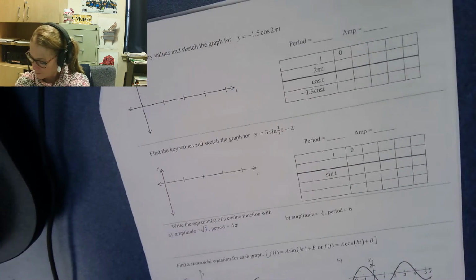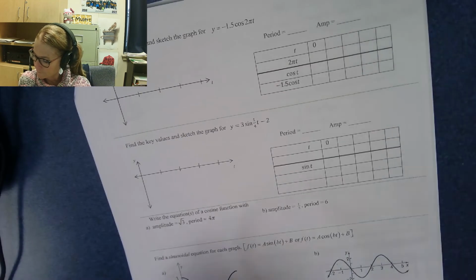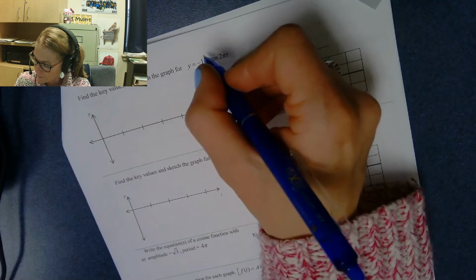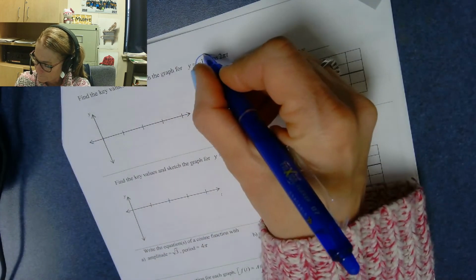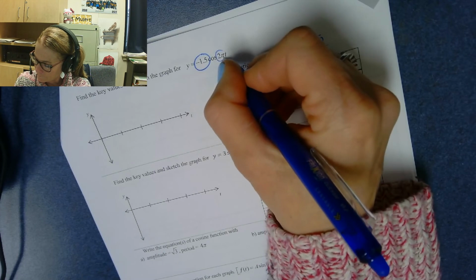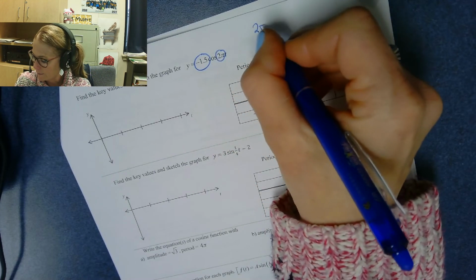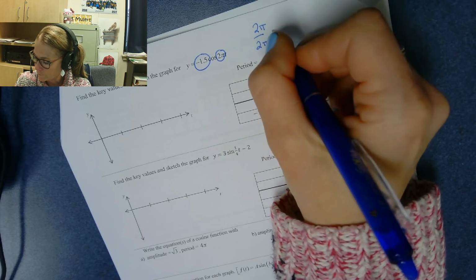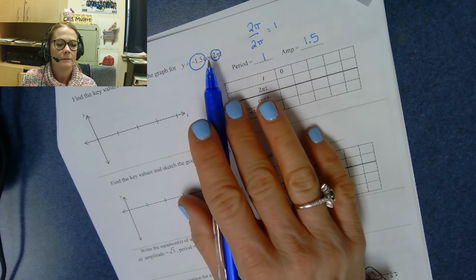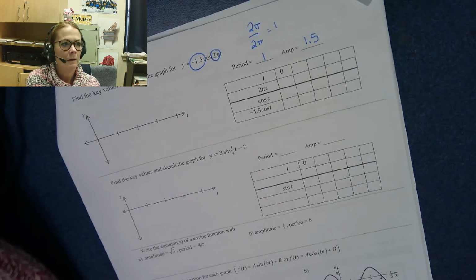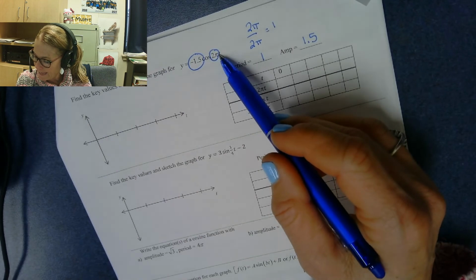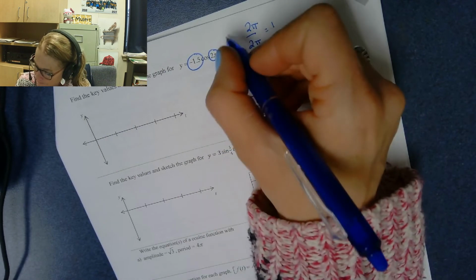Okay, so just some more graphs here. All right, so we got a lot of stuff going on. The amplitude right here, that's 1.5. Period is 2 pi over B, so 2 pi over 2 pi, which is 1. Okay, so amplitude is just the absolute value of this number. And then the period, you take this number in front of the angle, which is t, and just go 2 pi over B.